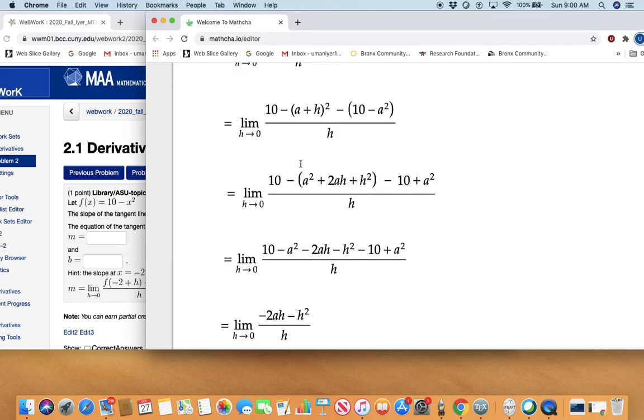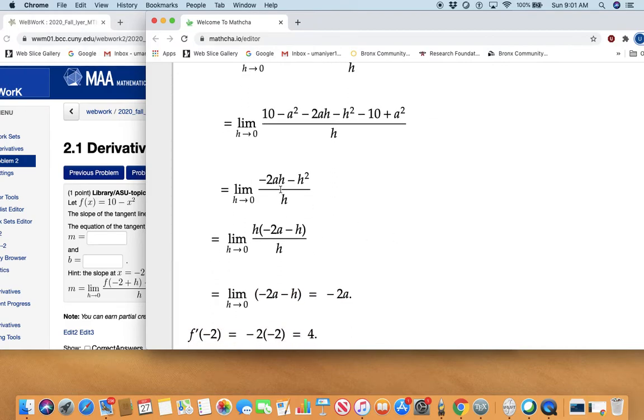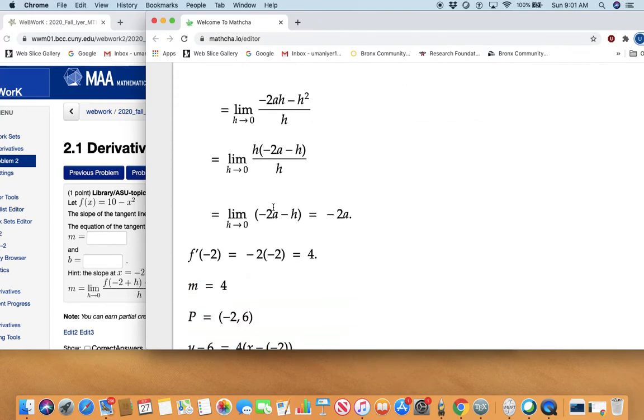Now I will open this parenthesis. So 10 minus a squared minus 2ah minus h squared minus 10 plus a squared. Things cancel: 10 cancels, a squared cancels. Only the h terms survive. Get h common: h times (-2a minus h), over h. These two h's go away. You're left with just this factor, -2a minus h, and I'm letting the limit as h approaches 0. So that's -2a. All of this was the derivative at some a.